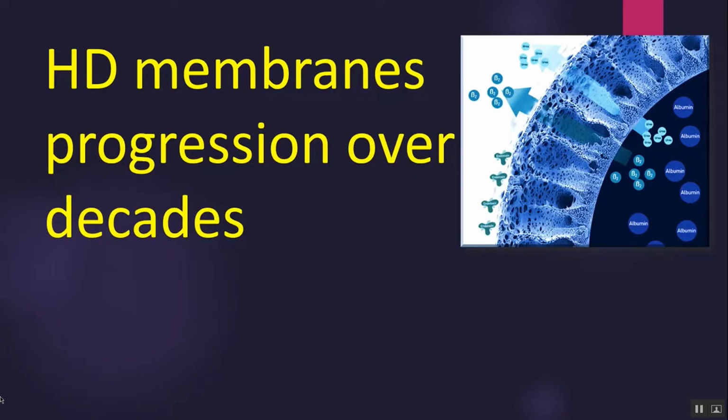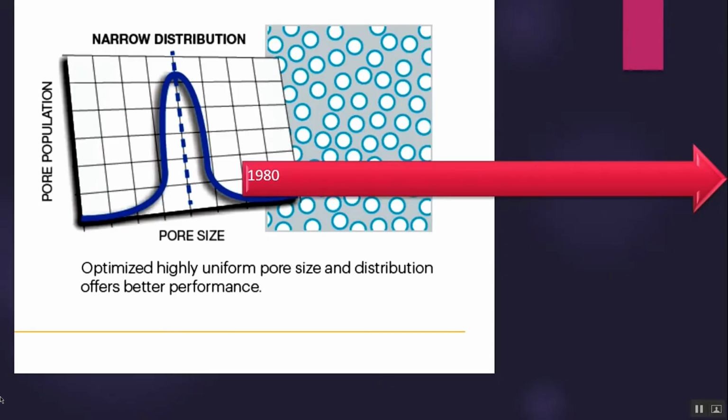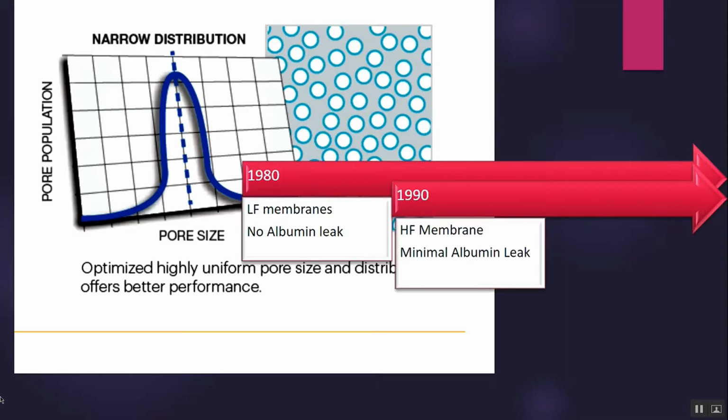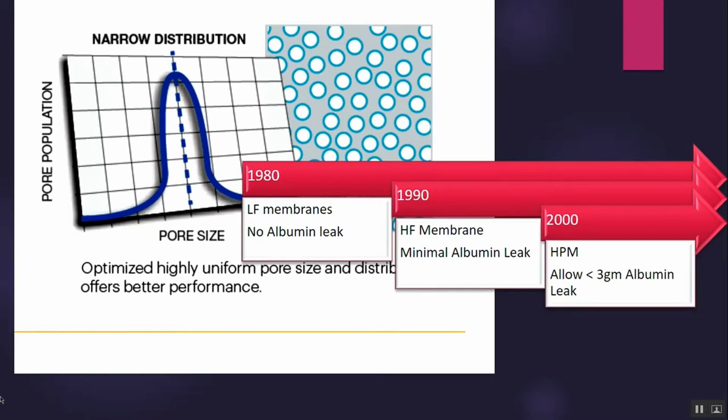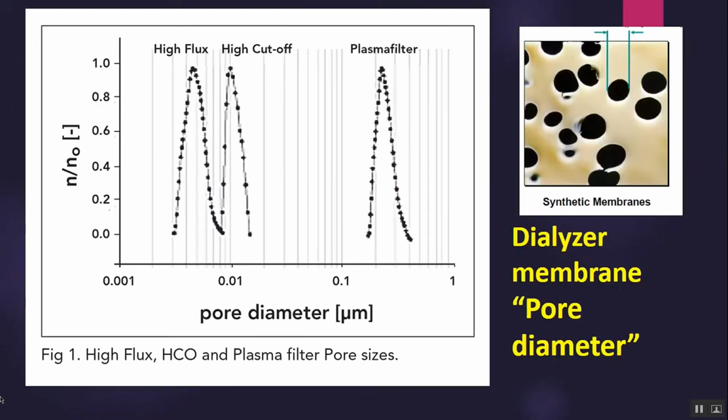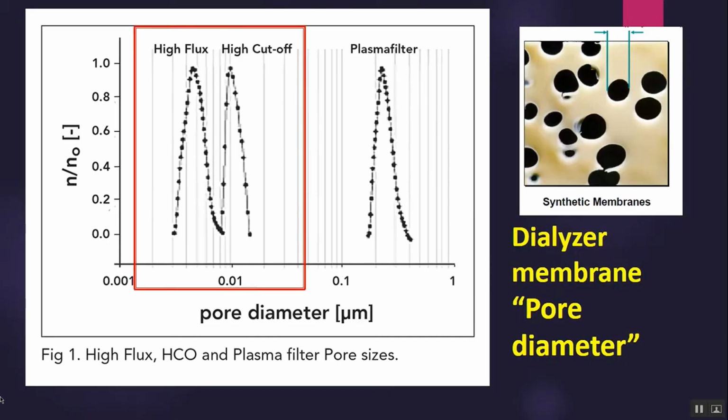Looking at hemodialysis membrane progression over decades, since 1980 there was low flux, some high flux in the 90s, high flux membranes and some albumin leak. Nowadays there are high performance membranes and the medium cut-off membrane allowing for removal of some albumin. The pore diameter differs between low flux and high flux, and between high flux and high cut-off, and in between the two are the medium cut-off membranes.